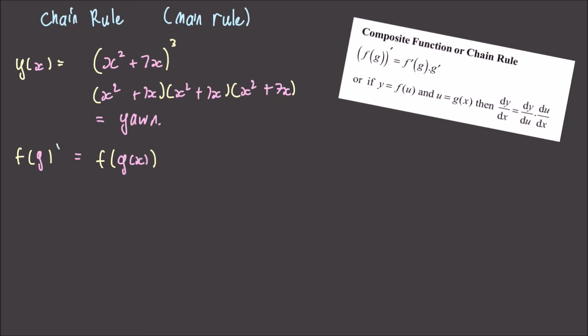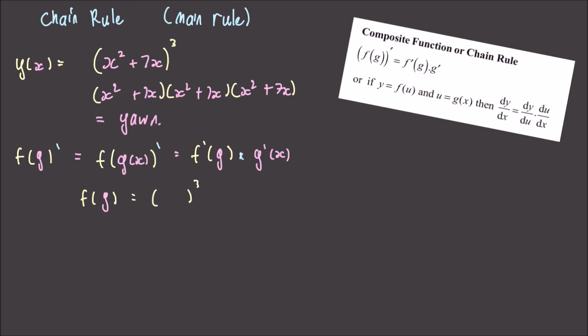Right, to operate this, we're going to differentiate both bits. Now, how do you differentiate this? Well, first of all, you have to differentiate the outside bit. Only the outside bit. You're going to leave the inside bit the same, and then you'll multiply it by the derivative of the inside bit. Right, that's written as f prime g times g prime.